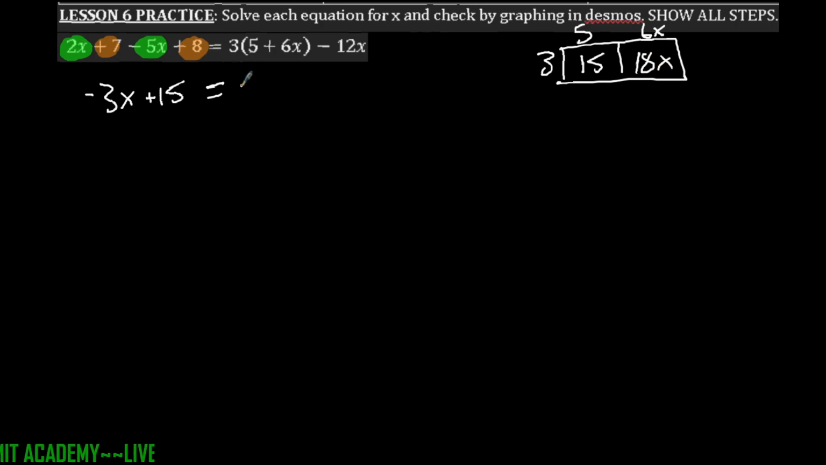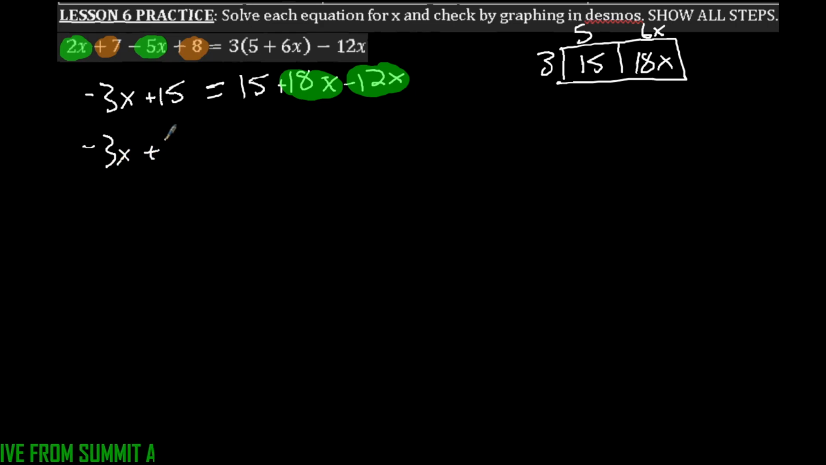So this is going to be 15 plus 18x, and then the minus 12x comes down. Still have to combine like terms because there are now terms with x on both of them, so I have to do negative 12x and 18x. So the rest of it stays the same. So I have negative 3x plus 15 equals 15, then minus 6x.